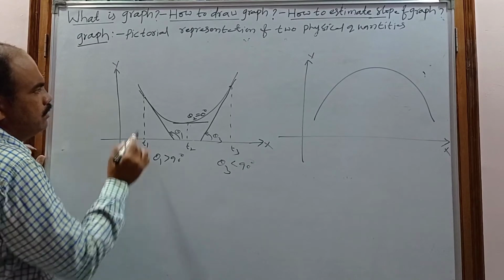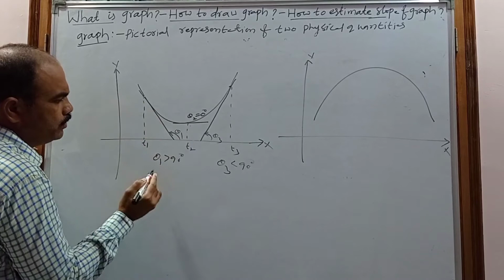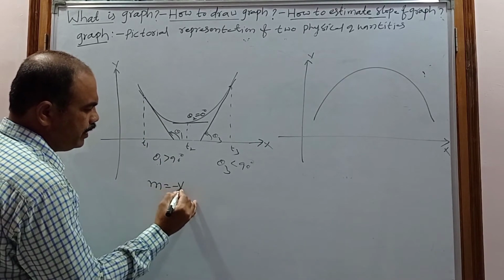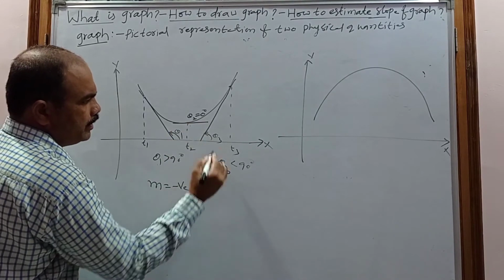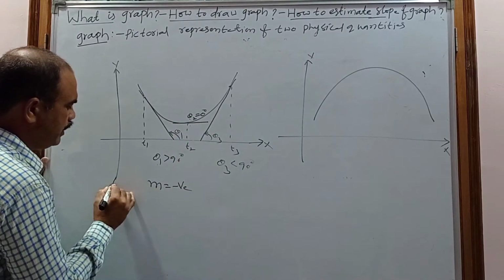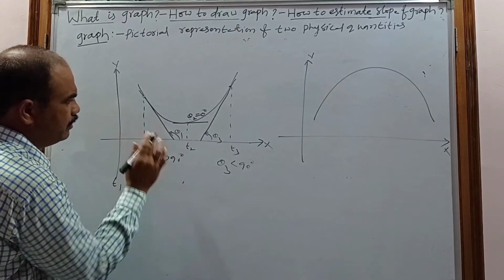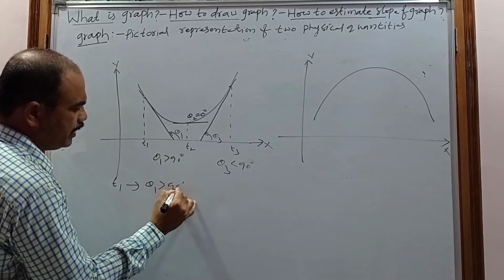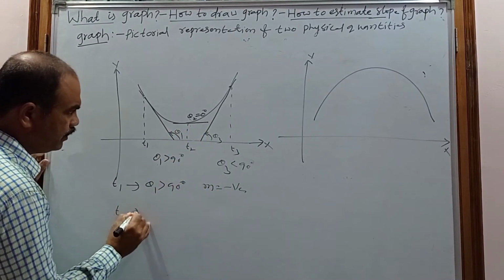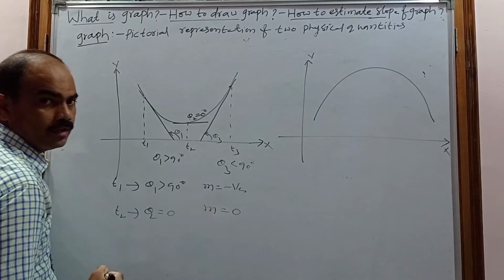And now, up to here, what is happening? From t1 to t2, theta 1 is greater than 90 degrees, and so the slope will be negative. And at t2 time, what is the theta value? 0. So when the time is t1, what is the slope of the graph? The angle is greater than 90 degrees, that's why the slope will be negative. At the t2 time, the slope of the graph is equal to 0.